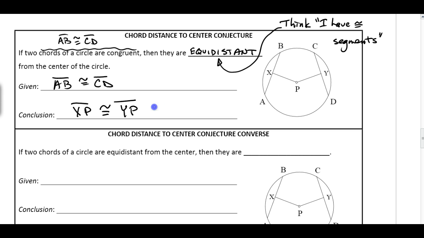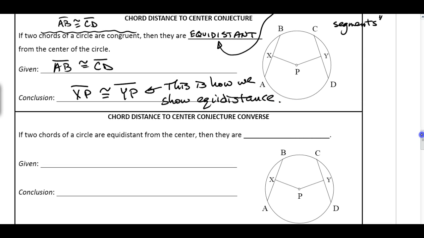Alright, and then this is how we show equidistance. Okay, so it's a big fancy word. It really just means equal distances or congruent segments. So keep that in mind.